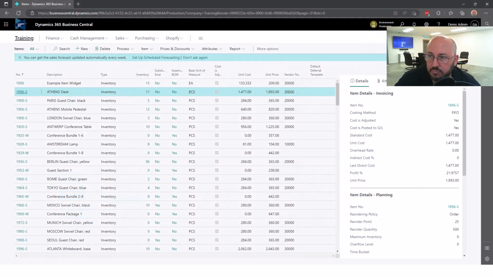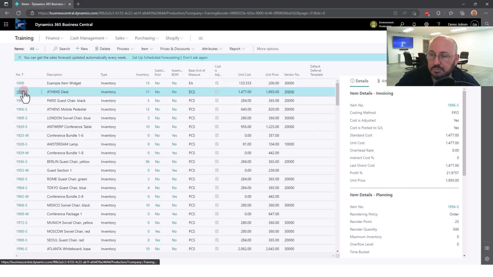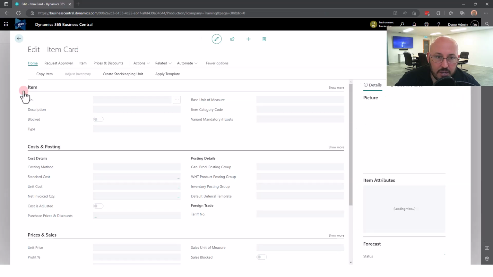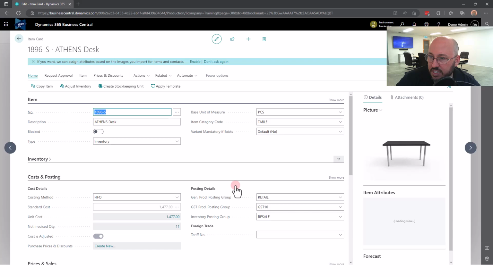So in BC, I'm currently sitting on the items table, and I'm going to click on the Athens desk. Now, I have pre-set this to be a bit tidier, and so I've hidden the inventory tab. But here under cost and posting, you can see the posting details. We have the general product posting group. Okay, what group of products is this going to fall into?